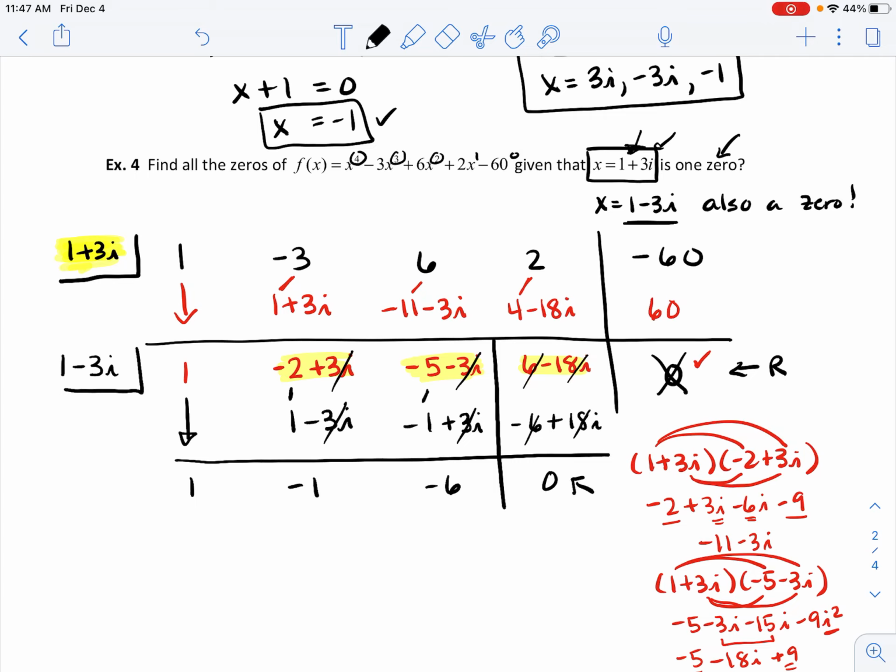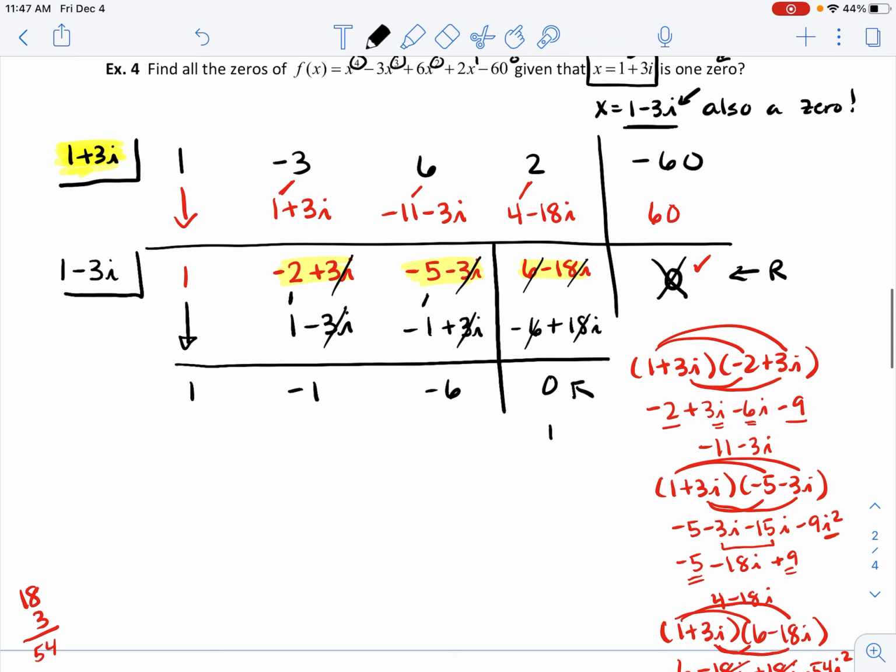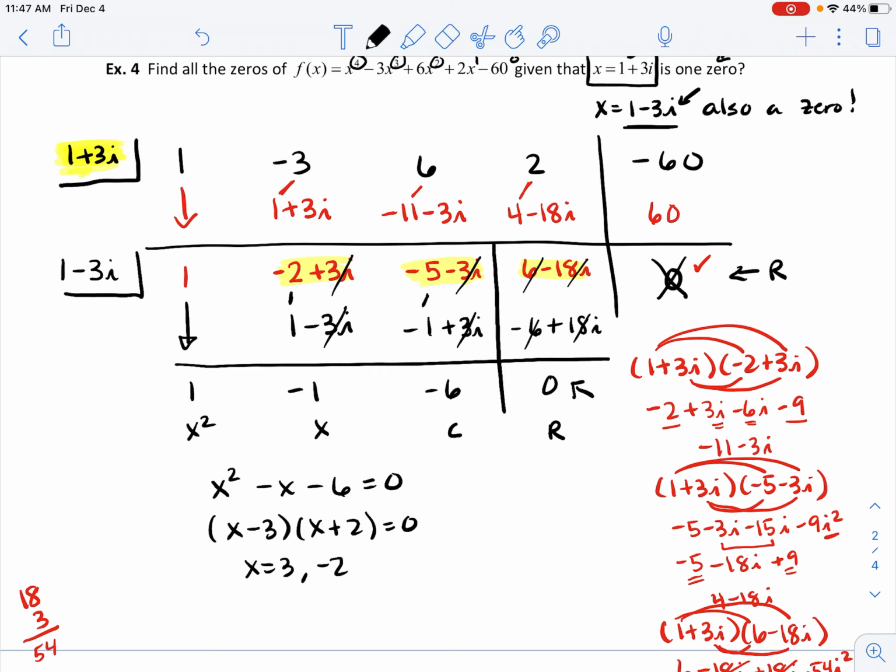But we knew that. We knew we had to get a remainder of 0 because we knew that 1 minus 3i was a solution, okay? Now, this I can turn into a polynomial that I can work with, right? So this is your remainder, this is your constant, this is your x, and this is your x squared. So my new polynomial is x squared minus x minus 6 equals 0. And you guys, that is definitely something I can factor, right? This is going to be x minus 3 times x plus 2 equals 0, giving you that x equals 3 and x equals negative 2 for your solution, okay?